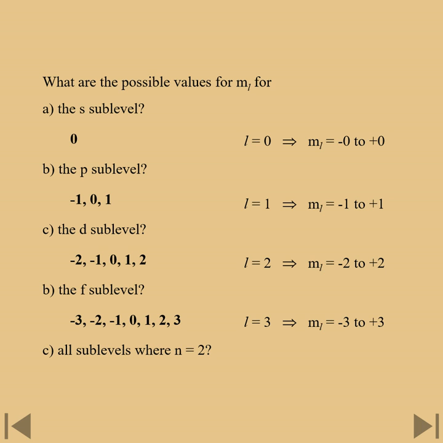Now we're after the possible orbital values, m sub L, for all sublevels or subshells where n is equal to 2. Well, if n is equal to 2, then L can be 0 or 1. When L equals 0, then we really only have 0 for that magnetic quantum number. When L equals 1, then we have negative 1, 0, and positive 1 for those p orbitals.